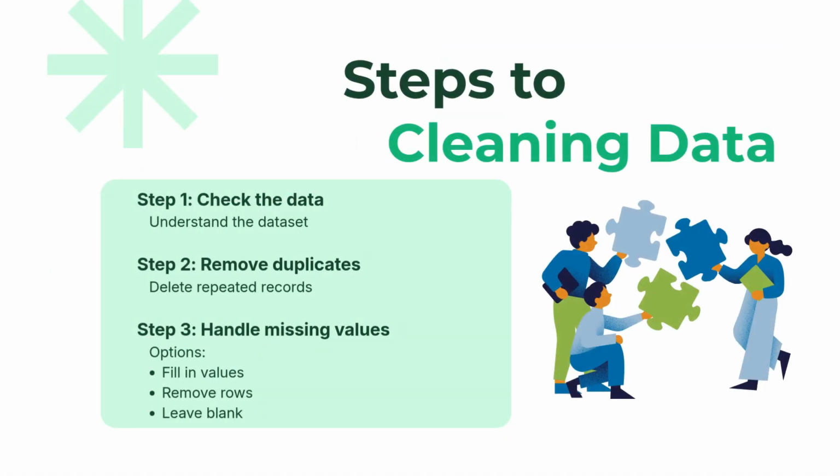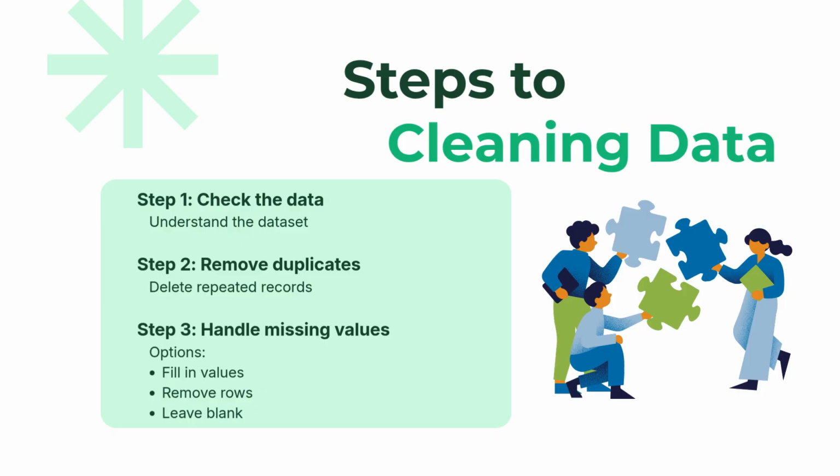Now let's talk about the steps to cleaning data. There are 6 steps in total. Step 1. Check the data. Before you do anything else, look through your dataset to understand what you're working with. What columns exist, what types of values are in them, and what looks off. Step 2. Remove duplicates. Delete any duplicated or repeated records that could skew your analysis and results.